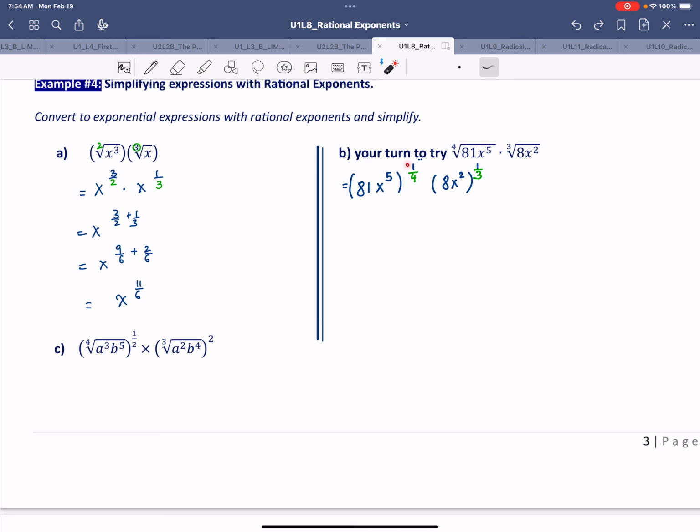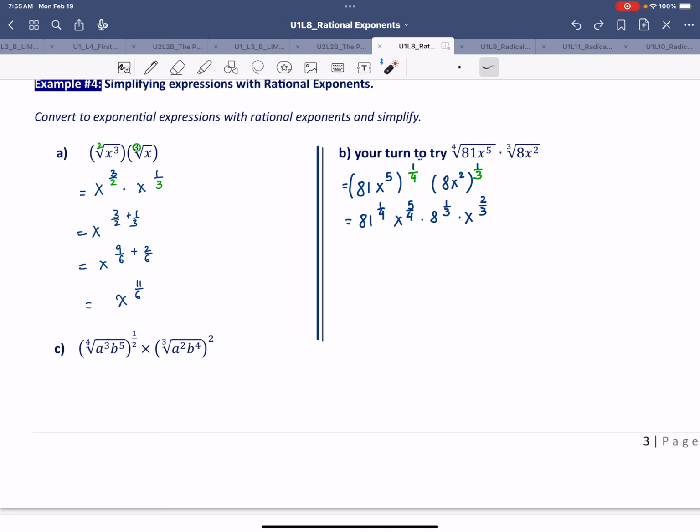So next we'll have to apply the power of 1 over 4 to each part of the term inside the bracket. So 81 will be to the power 1 over 4, and number 8 will be to the power 1 over 3. X to the 5 to the power 1 over 4, x squared to the power of 1 over 3. So let's write this down. 81 power 1 over 4, x to the power of 5 times 1 over 4, that's a power law, multiplied by 8 to the power of 1 over 3, x squared to the power 1 over 3, which would be multiplication of 2 with 1 over 3, 2 over 3.